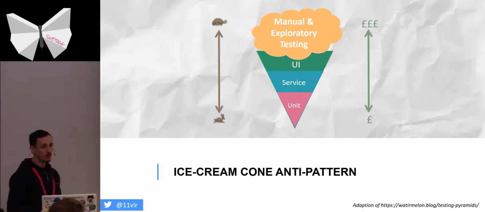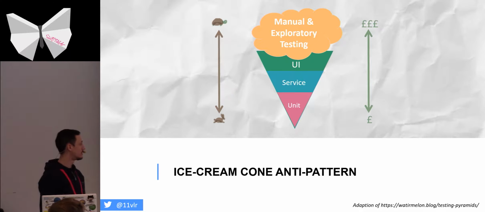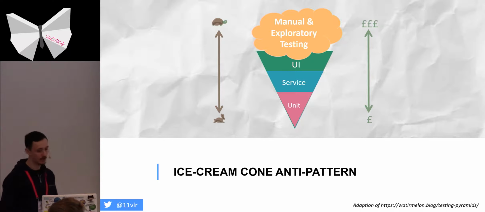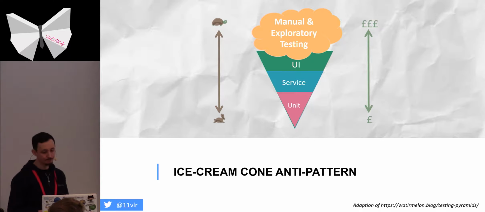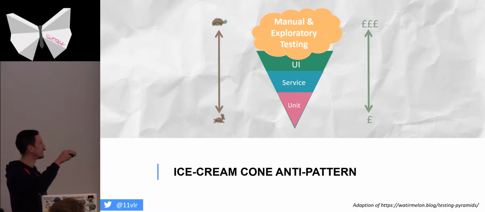I'm not sure how many people are familiar with this. This is the inverted testing pyramid, the ice cream cone anti-pattern, and it's an adaptation of Alister Scott's ice cream cone. The idea, for those that don't know, is the lower down the pyramid you are, the tests tend to be quicker to run and execute. Higher up, the slower. And likewise, the lower down, the cheaper the checks are to implement and maintain. And the higher up you go, they become more expensive.